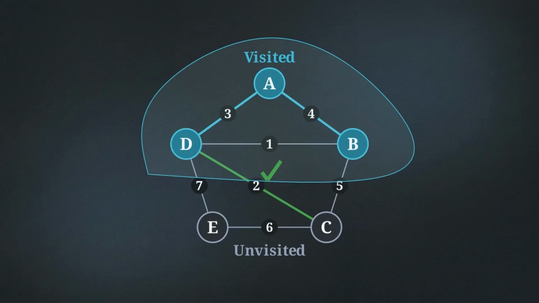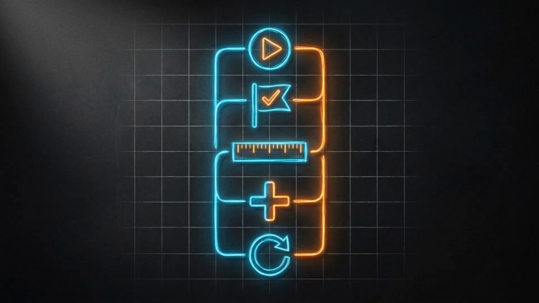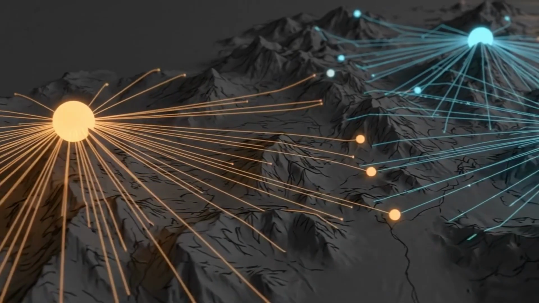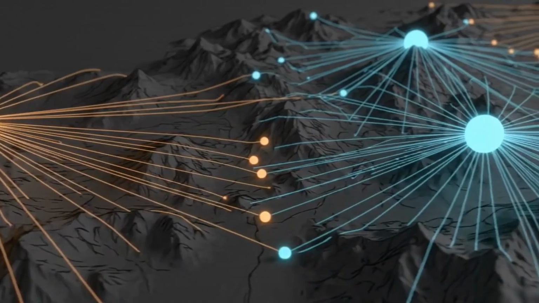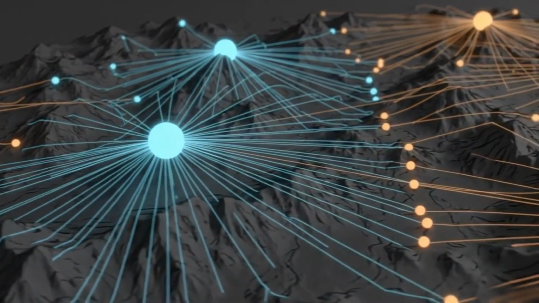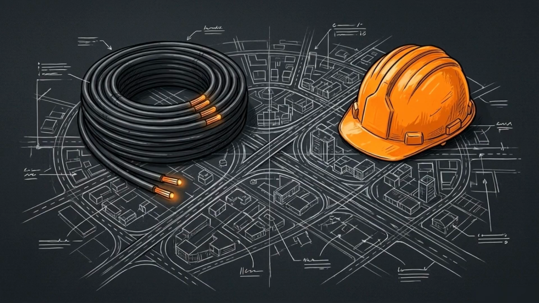For exams, you can memorize the exact sequence with the letters S, V, M, N, R. Start, mark visited, find the minimum edge, connect the new vertex, and repeat. This mathematical theory extends directly into physical infrastructure. When civil engineers plot out municipal water pipelines or telecommunications companies lay down fiber optic cable networks, they use this exact logic to minimize material costs.